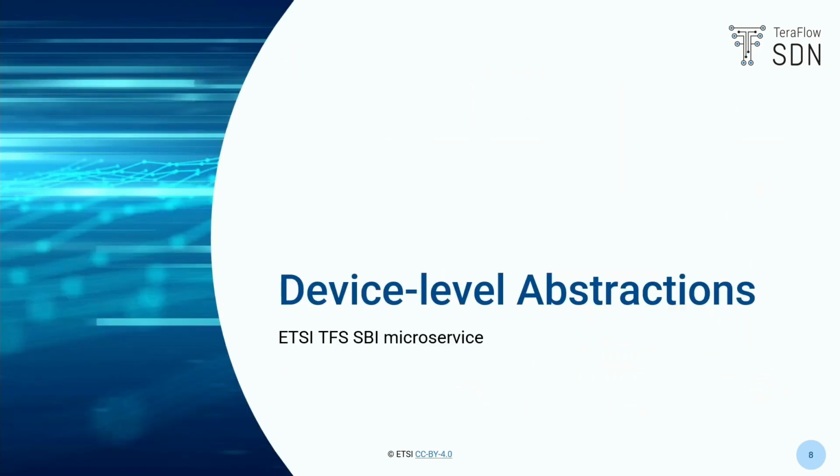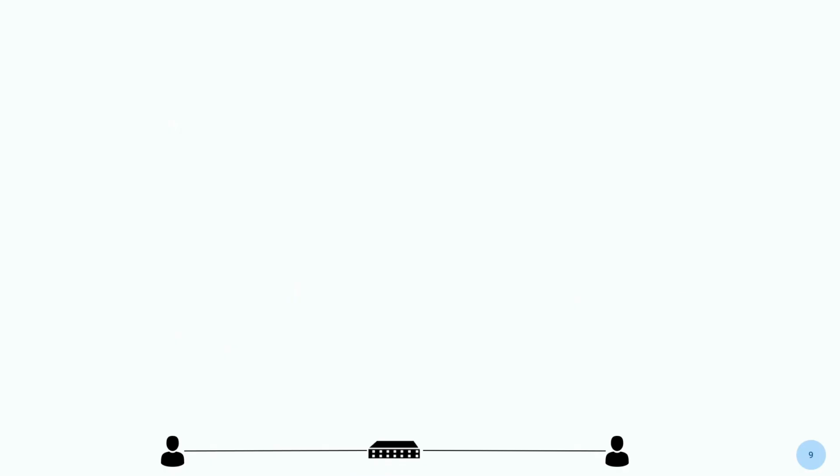So let's get into the first level of abstractions, the device level abstractions. The focus here will be on the SBI microservice. I will start with a very simple example and start building upon this. So let's imagine that we have a simple topology of a single switch and two hosts connected to the switch.